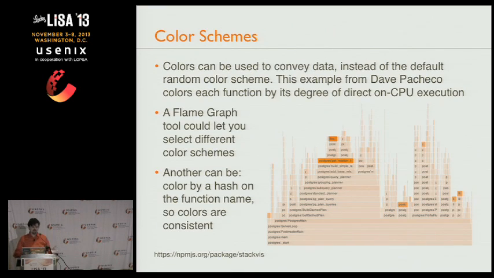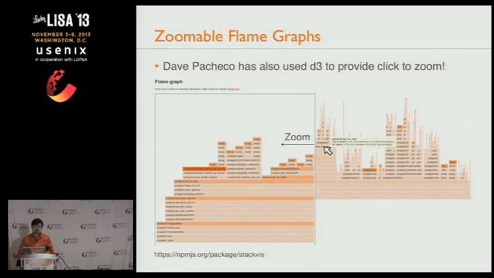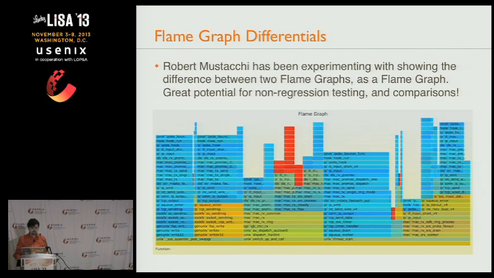Color schemes, there are different color schemes that we've been experimenting with, like highlighting which functions are on CPU the most. Zoomable flame graphs, Dave Pacheco has done this, where I can click on an element, and then it will zoom in so I get more details, which is really cool. Because Dave Pacheco rewrote flame graphs in node.js, I think at some point his implementation will be the de facto norm and not my Perl program. So this might be the future of flame graphs, because the zooming is fantastic the way it works.